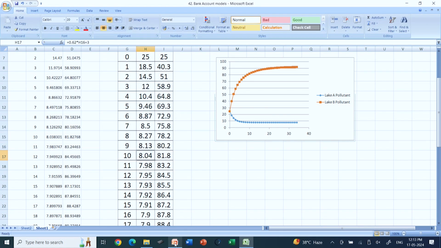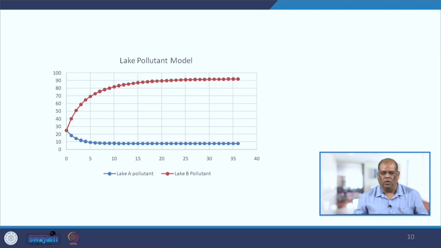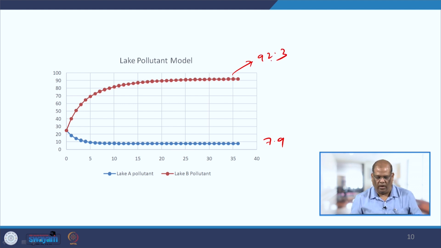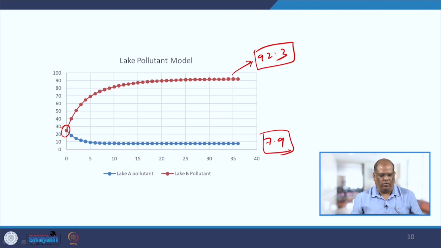So, let us move back to the discussion. As we have proved analytically, your lake A pollutant will have the equilibrium value as 7.9 and lake B will have the equilibrium value 92.3. As you can see, since the system is stable, they start from 25, which is the initial condition, and both of them are reaching their respective equilibrium values, which are 7.9 and 92.3 respectively.